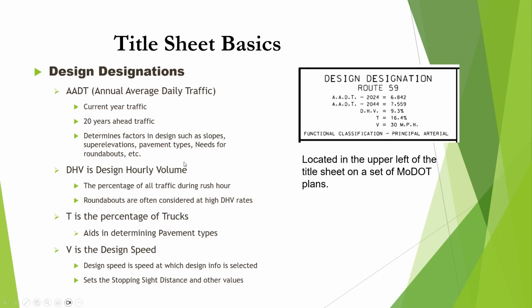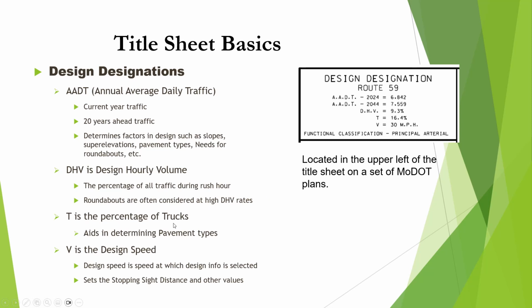This determines factors in design such as slopes, super elevation, pavement types, and needs for roundabouts. And we'll talk more about that as we go. DHV is a design hourly volume, and that's this number right here, 9.3%. That's the percentage of all traffic during rush hour. Roundabouts are often considered at high DHV rates.